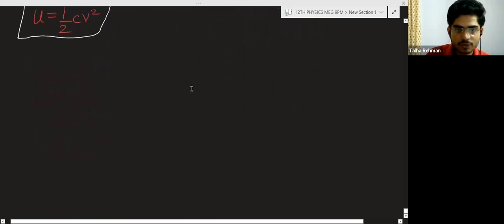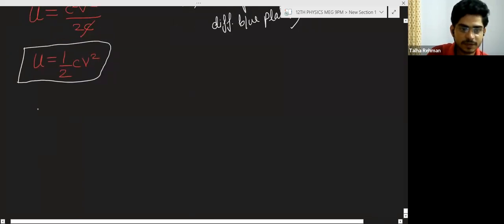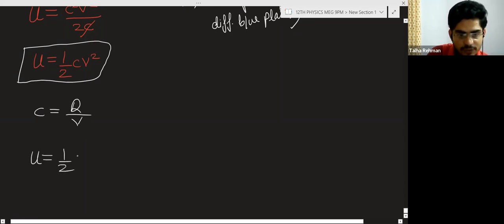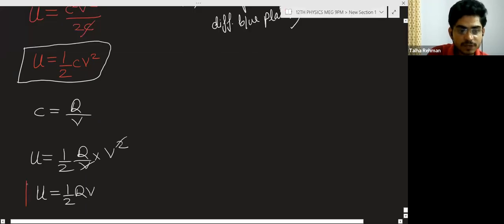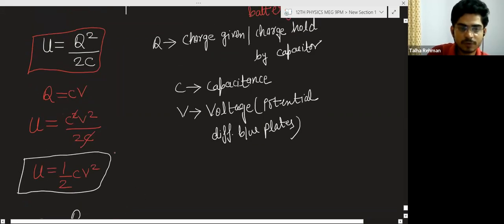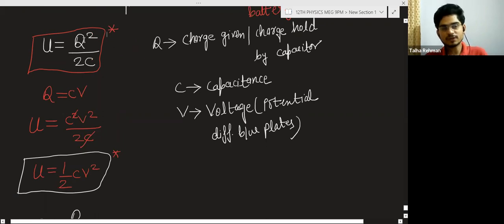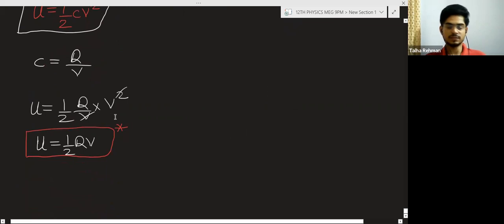And if I put the value of C, C is equal to Q by V, then U is equal to half, Q by V into V square, and V cancels out. So capital U is equal to half of QV. This is another one, so we have three formulas. We will use these formulas according to the requirement. You can only learn one formula, and you can derive the others easily.